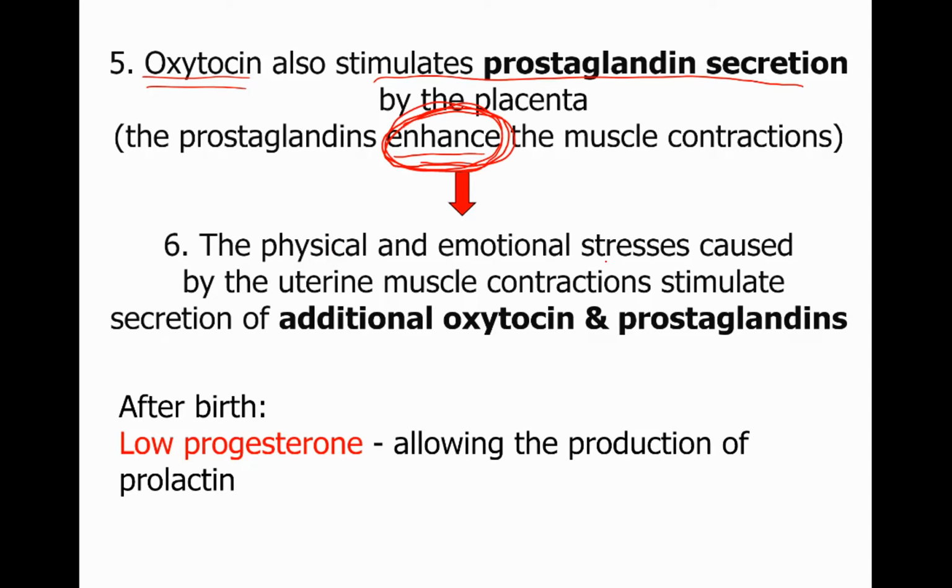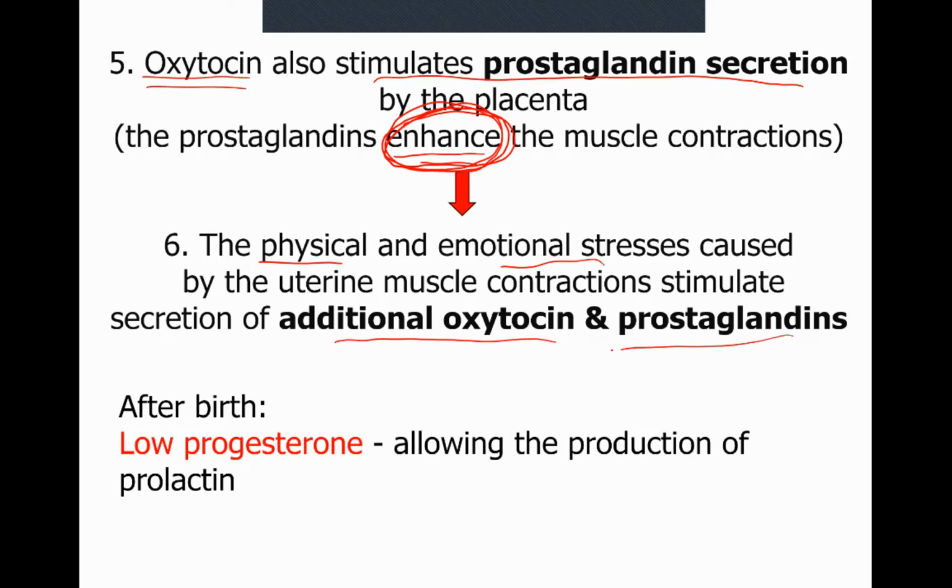The physical and emotional stress caused by the uterus contraction stimulates additional oxytocin and prostaglandin. Lagi mak sakit, lagi banyak oxytocin, lagi banyak prostaglandin. So it is positive feedback, right? So more contraction of the uterus, so the baby can be safely delivered.